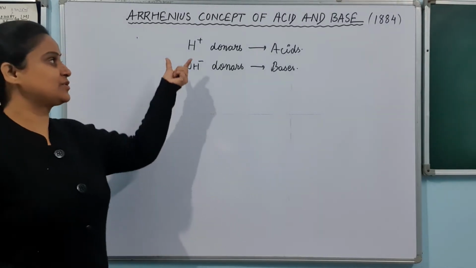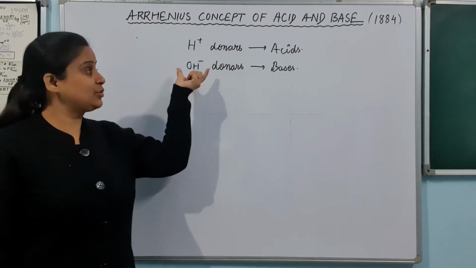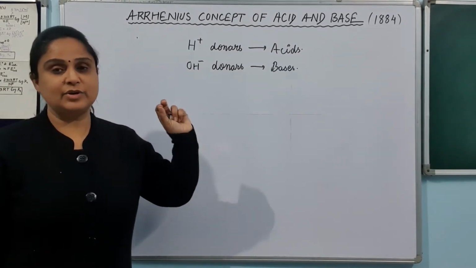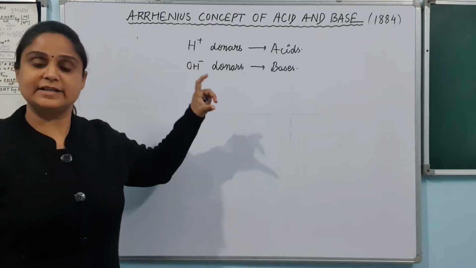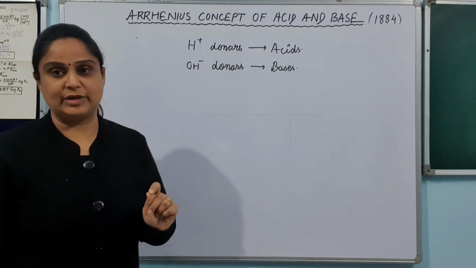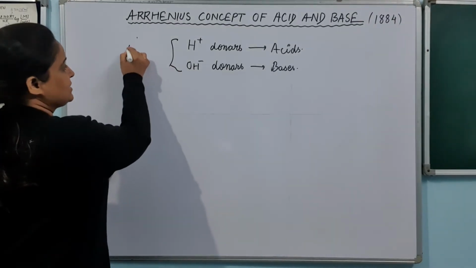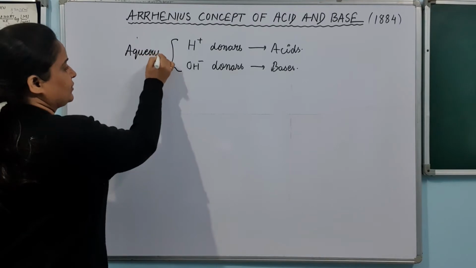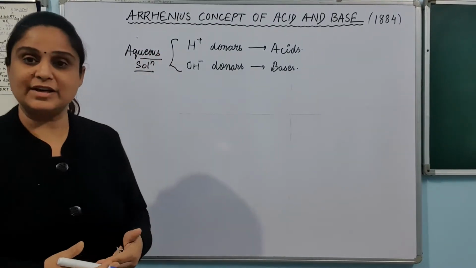This definition was told to us: substances that donate H plus ion are called acids and OH minus donors are called bases. One thing you have to remember here is that these substances donate H plus ion and OH minus ion in the presence of water only. So they donate H plus and OH minus in their aqueous solution. Can you tell me why aqueous solutions are required for that?